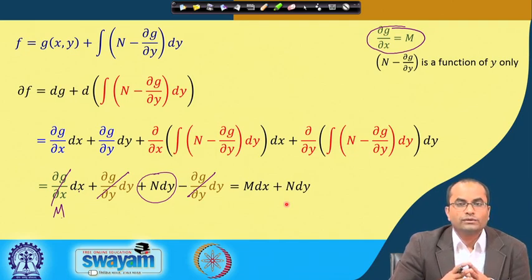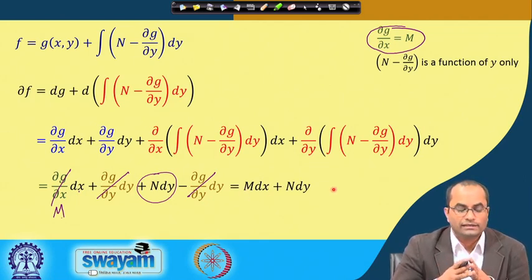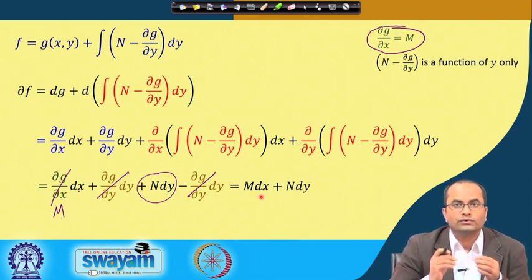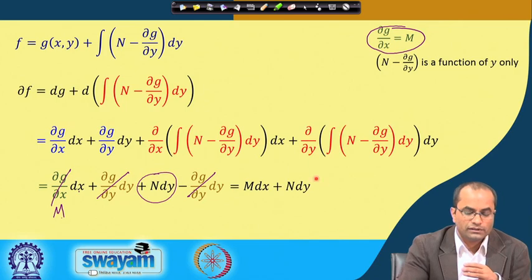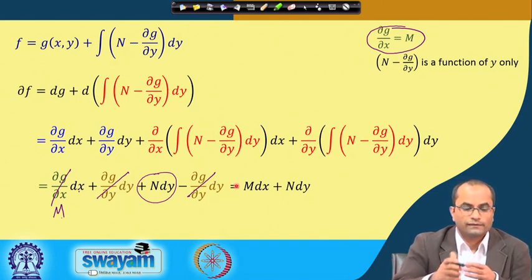So, we have seen that the necessary and sufficient condition for the differential equation m dx plus n dy to be exact is that del m over del y must be equal to del n over del x. So, we need to check this condition for exactness, and once we know that the equation is exact, then we have to construct this f whose differential is the given differential equation m dx plus n dy. And if it is not exact, then we have to find some other way to get the solution of the differential equation.